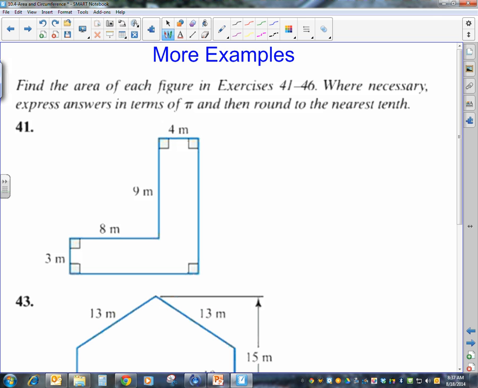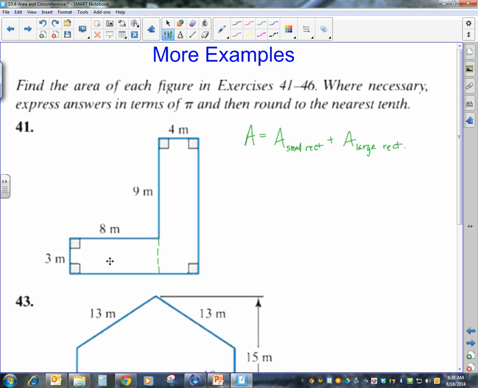So, when you see a figure that's not one of the ones that we have, what we need to do is actually divide it up into smaller figures. Now, it does not matter if you go down or if you go across or however you wish to do it, and that's why it's so important for you to work on it yourself. But we have the area of this figure is going to be equal to the area of, let's call it the small rectangle, plus the area of the large rectangle.